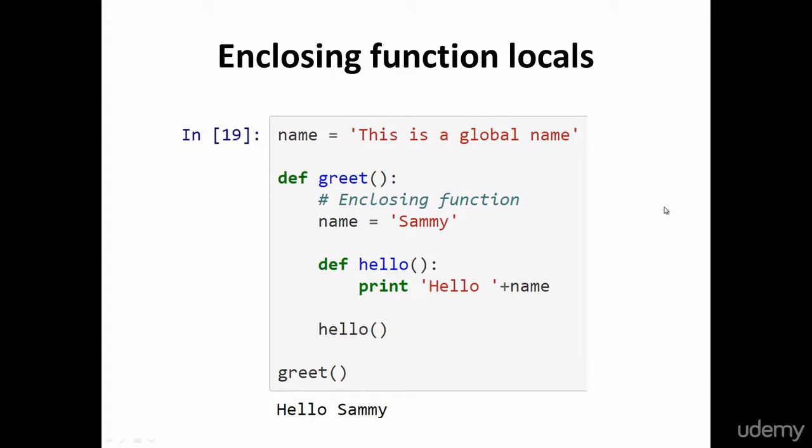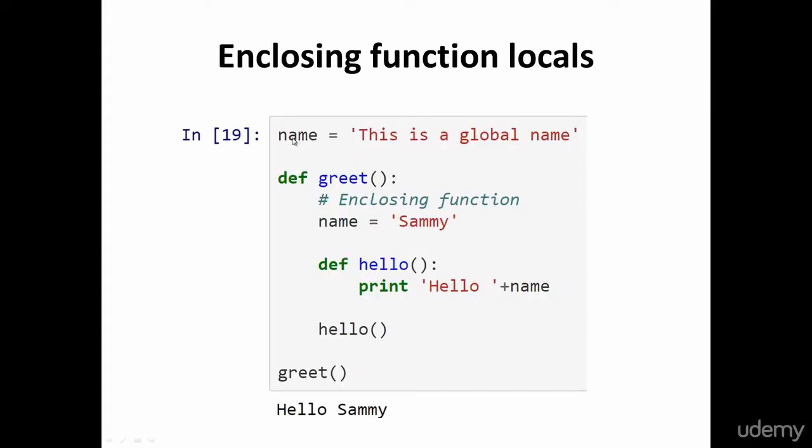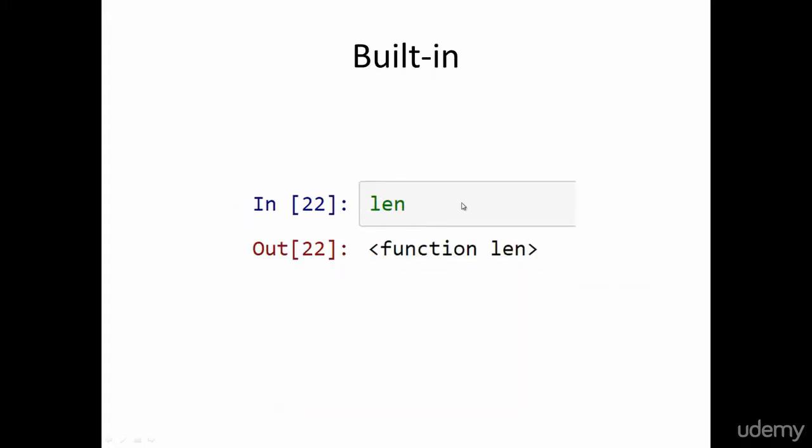All right. Next up, global. Globally, if I were to just say print name, since I defined it earlier outside of any function, this is a global name, it'll print this is a global name. And then built-in, we've seen a ton of examples of these, such as len, which is the function length, etc. So you want to be careful not to overwrite any built-in names.